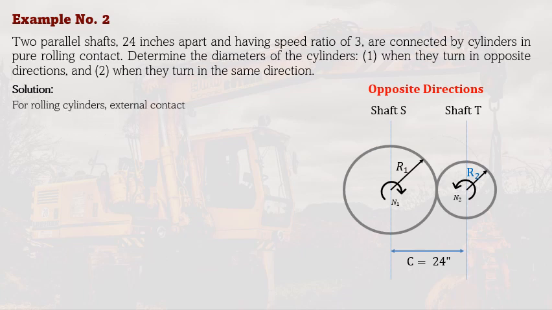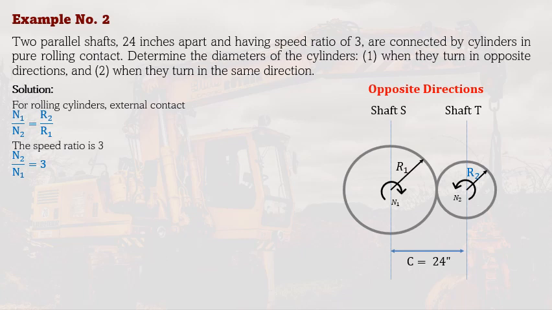So for rolling cylinders which has external contact, since they are in opposite direction, we can use the same relationship, and the speed ratio is given as 3. The speed ratio is just the ratio of the speed of the cylinder which is rotating at a higher speed divided by the speed of the cylinder rotating at a slower speed. So basically in our illustration, since R2 is the smaller cylinder, then it is the cylinder which is also rotating at a higher speed. Therefore, we can have this relationship n2 over n1 is equals to 3.